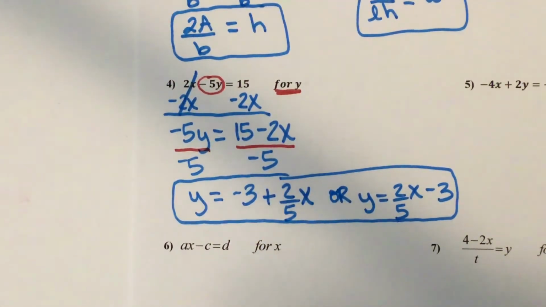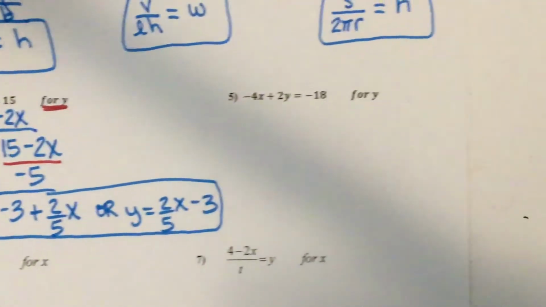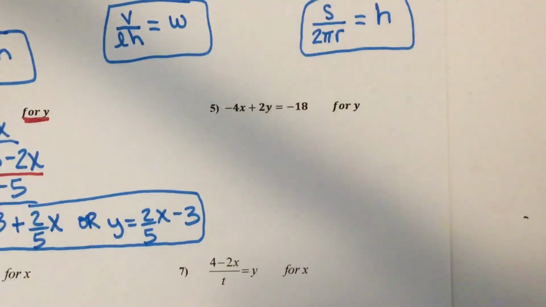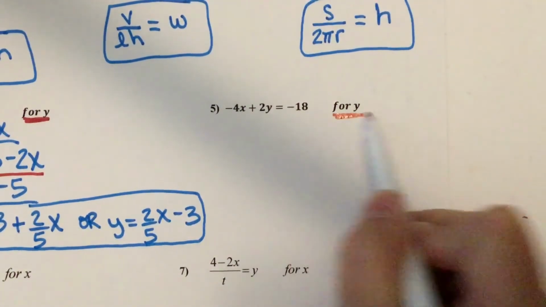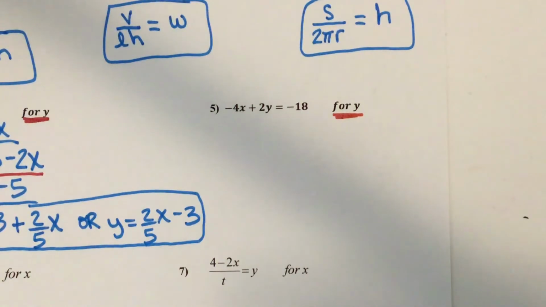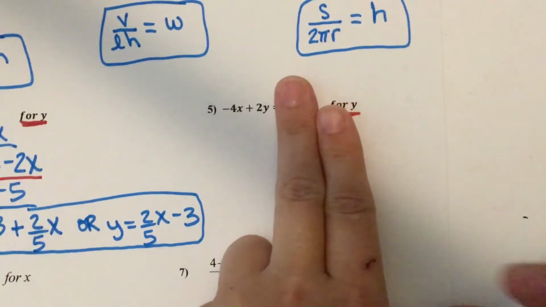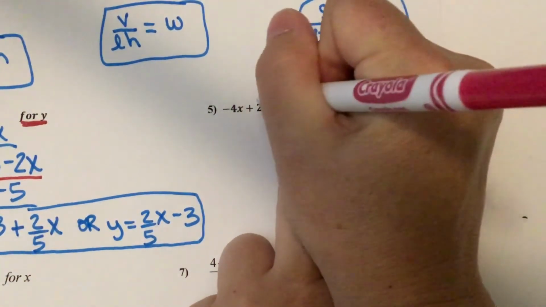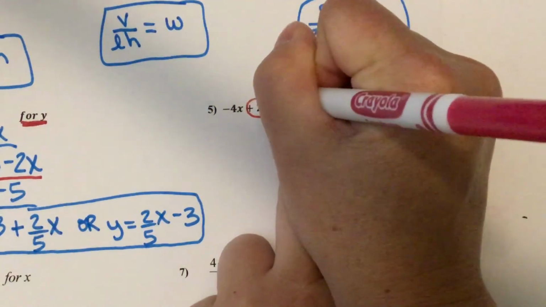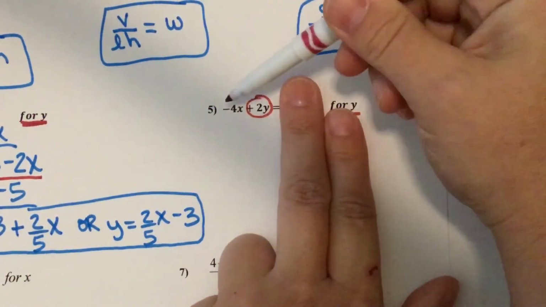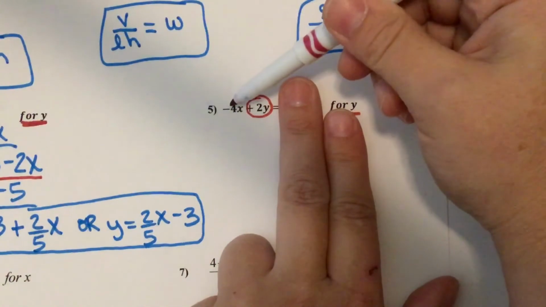Let's try another one like that. Okay, number 5. My goal again is to get y by itself. So I'm going to look on the side of the equals where my y is, and I'm going to circle what's smushed with it because I'm going to save that for last. And since there's something outside of it, I have to zero it out.